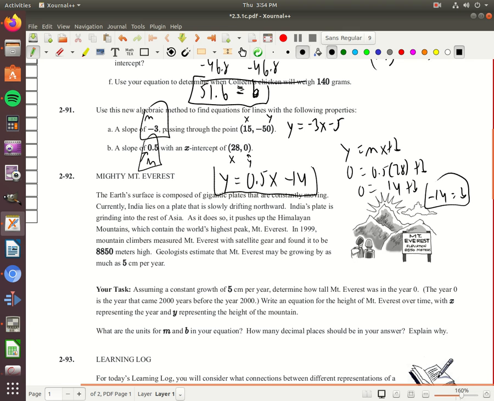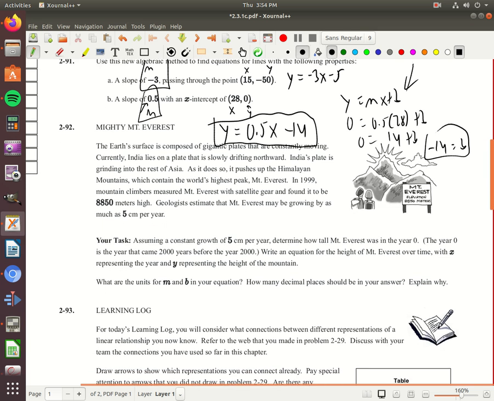And again, if I plug 28 in, I expect to get 0. Half of 28 is 14. 14 minus 14 equals 0. So this strategy definitely seems to work, and we definitely need to know this strategy. So please do not forget that strategy. Make sure you spend some time working on it.